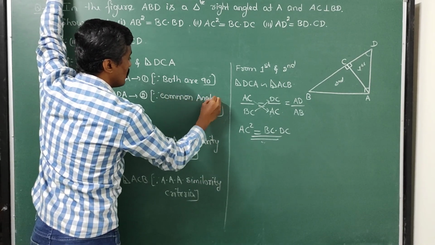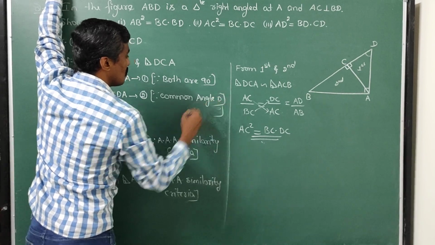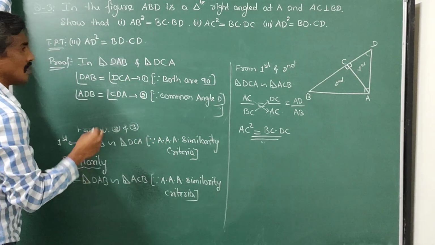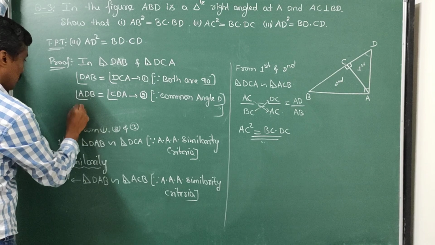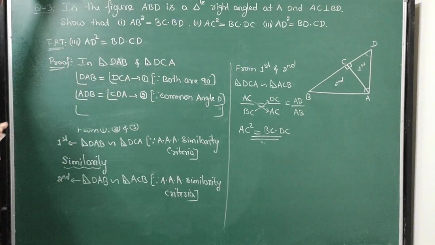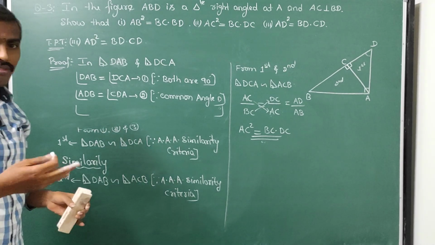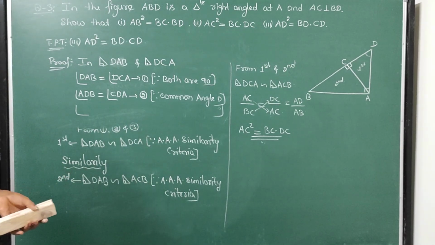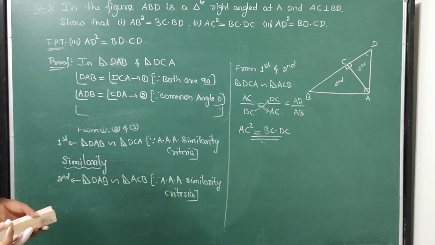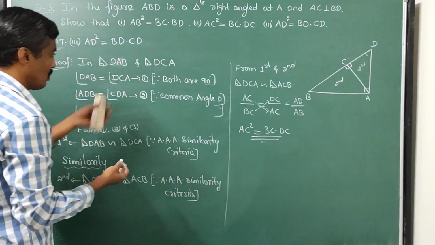Common angle, you can write common angle D. Next, one more angle is left out. So these two angles are enough to say two triangles are similar, because if two angles of two different triangles are equal, then obviously the third angles will be equal according to the angle sum property. So it is enough.